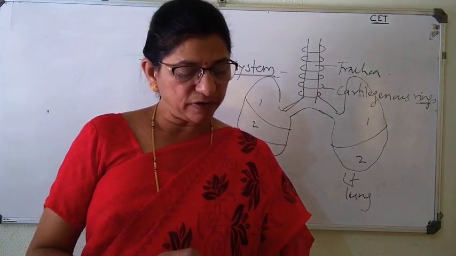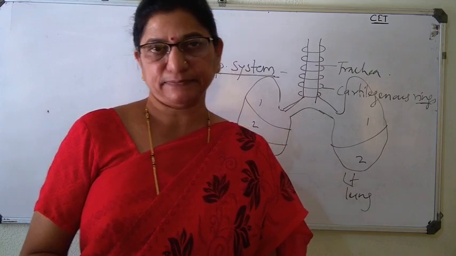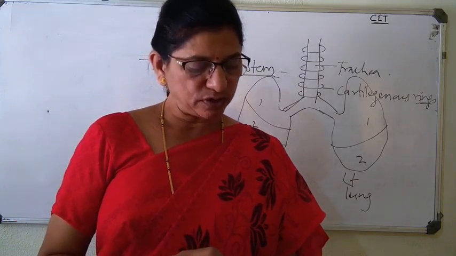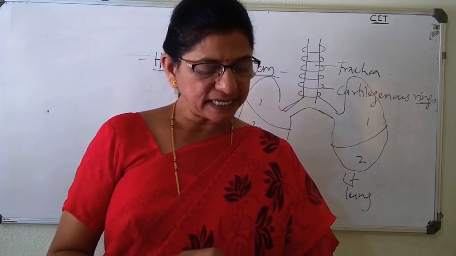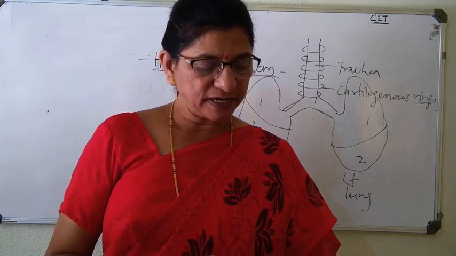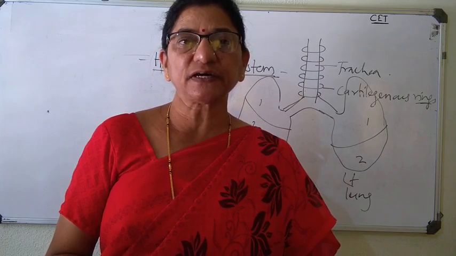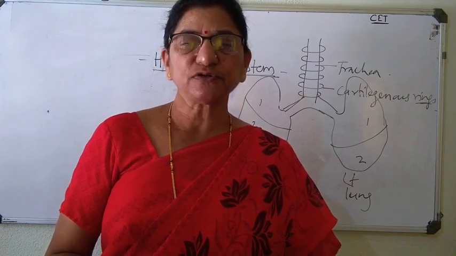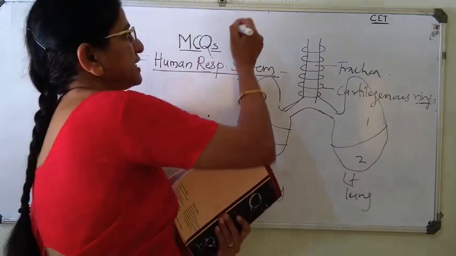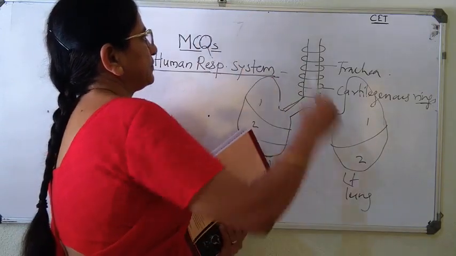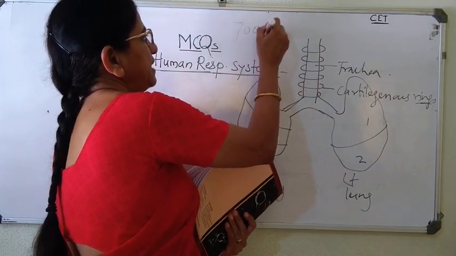The number of alveoli in the human lung is, now in this book the correct answer is given as A, and the figures are 300 to 400 million. Now correct that figure because these figures are wrong. Our textbooks give us that there are 700 million.